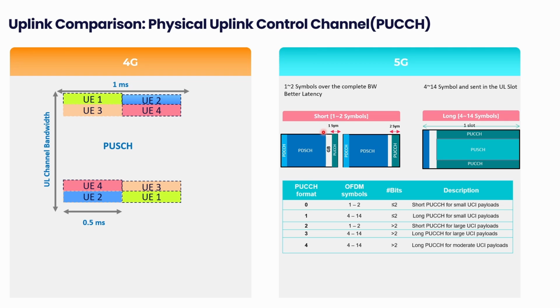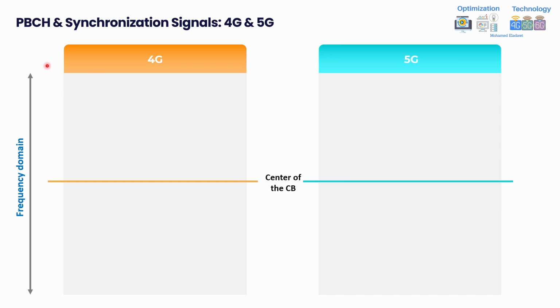Now let's move forward. We will go through the differences in the synchronous signal and broadcast channel between 4G and 5G. Initially, assume this is the frequency domain, and this orange line is the center frequency of the 4G, and this line is the center frequency of the 5G. The main difference between the broadcast channel and synchronous signal is that in 4G it was always fixed at the center of the bandwidth. It cannot be changed. This is the main point here.